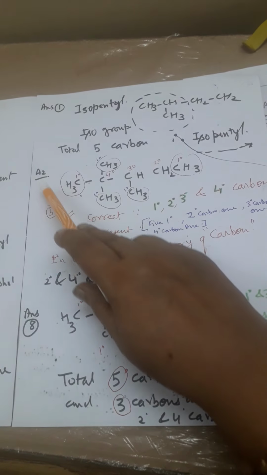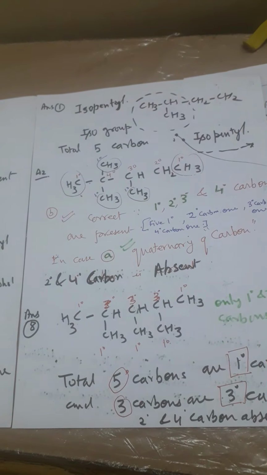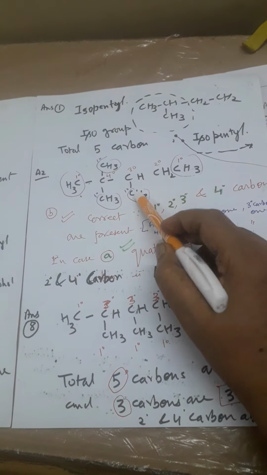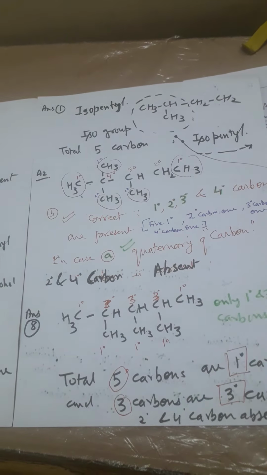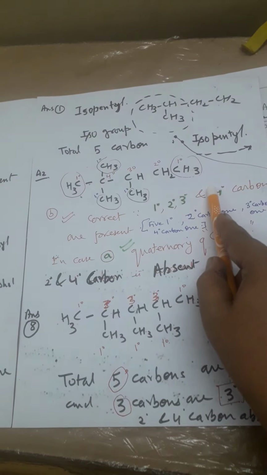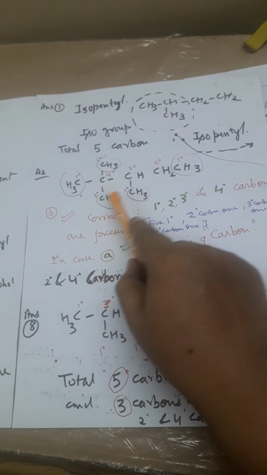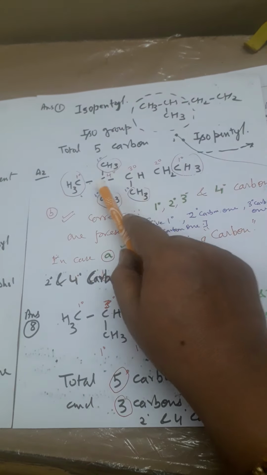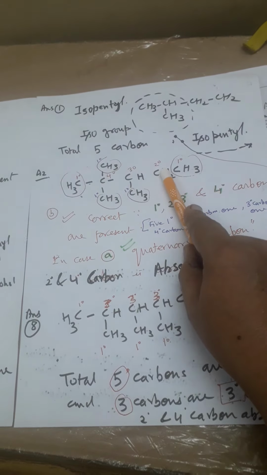Now in case of the second example, we have to draw the structure. It is 2, 2, 3 trimethyl pentane, numbered 1, 2, 3, 4, 5. It is written, no need to write it here. Okay, so you have to count: 5 1 degree carbons are here, and 1 quaternary carbon is also there, a 3 degree carbon is also there, a 2 degree carbon is also there.